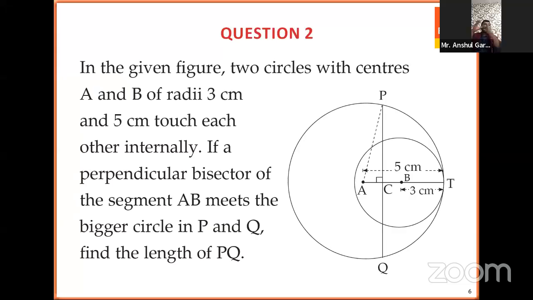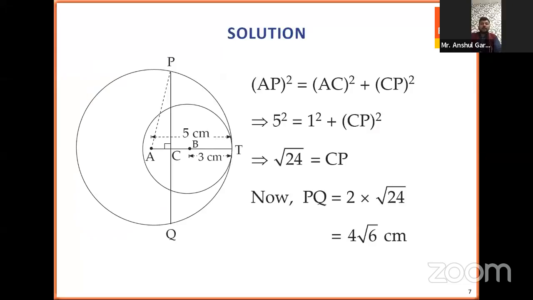दो सर्कल्स हैं, दोनों एक दूसरे को अंदर से टच कर रहे हैं, दोनों का रेडियस हमको गिवन है. ठीक है, तो AB का परपेंडिकुलर बाइसेक्टर है PQ. हमें PQ की लेंथ निकालनी है. ठीक, तो यहां भी हम देखते हैं बहुत सिंपल है. तो लेट अस मूव टू द नेक्स्ट स्लाइड एंड लेट अस डिस्कस द सॉल्यूशन.